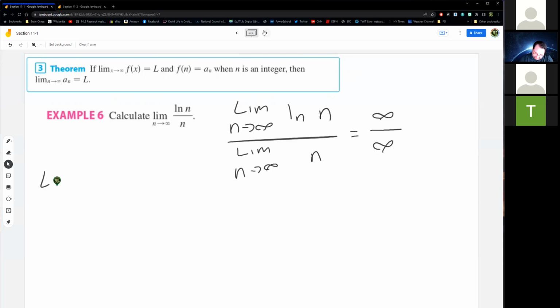So if I'm looking at the limit as x goes to infinity of ln of x over x, if I do L'Hopital's rule, I'm going to do the derivative of the top and the bottom. So what's the derivative of ln of x?